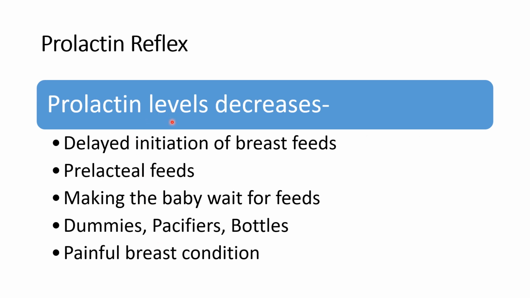Prolactin levels decrease whenever there is delayed initiation of breastfeeding. Prelacteal feeds means feeds other than breast milk are given to the baby, making the baby wait for the feeds. Again, prolactin release decreases when a dummy, spoon or bottle feed is given. And in a painful breast condition, prolactin secretion decreases.